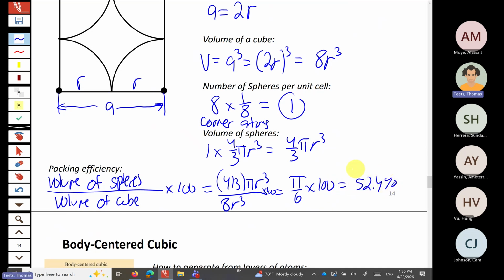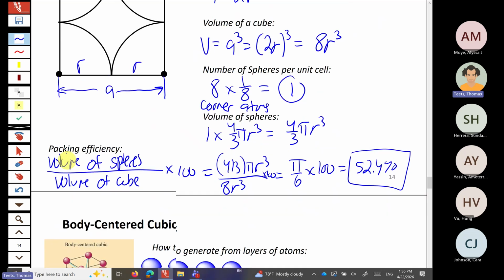52.4%. All right. I guess the relative numbers are more important than the exact numbers, but that's what we get for simple cubic. 52% of the cube's volume is occupied by the atoms that are in that unit cell. Not particularly efficient, as we'll see, but that's one way to arrange atoms, in a simple cubic structure, and you end up with this packing efficiency. All right. Any questions so far?